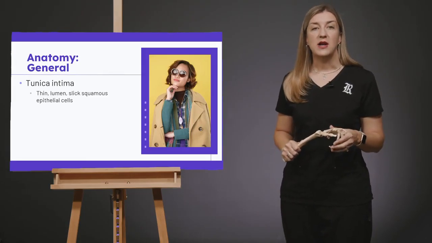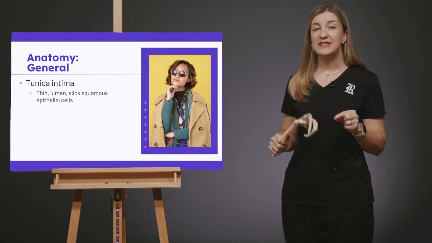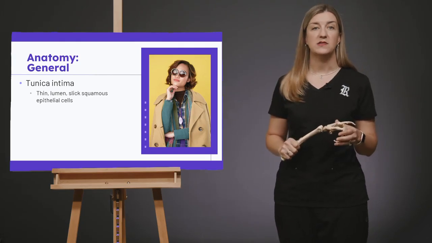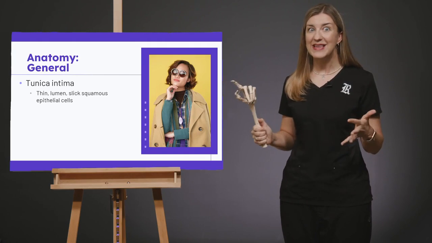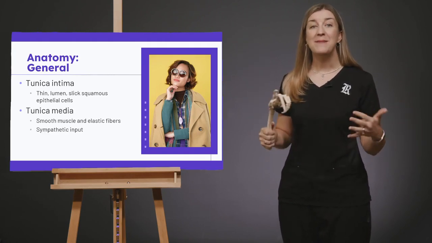The innermost layer is known as the tunica intima. This is a very thin layer of slick squamous epithelial cells that faces the lumen or inside of the blood vessels. It is slick to help reduce friction as blood moves through, like a slide. Whee! The middle layer is known as the tunica media.